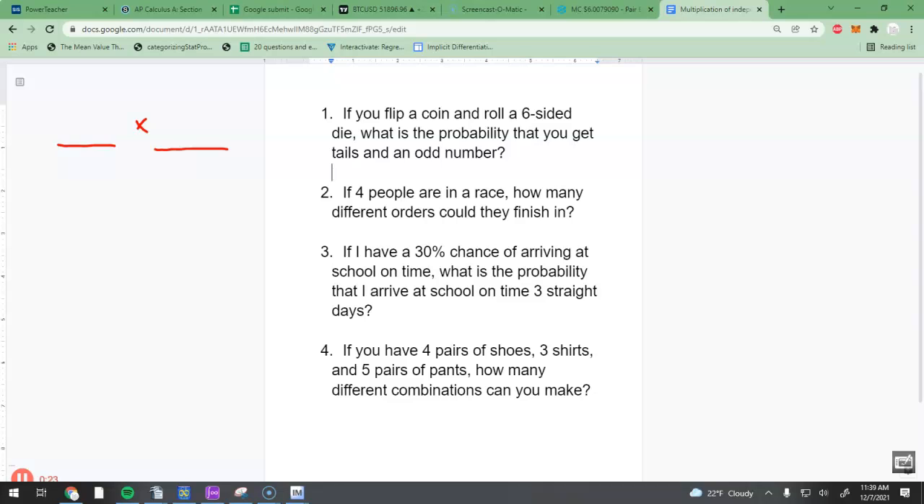So what's the probability I get tails? 1/2. What's the probability I get an odd number? 1/2. So multiply those two together, and I get 1/4.